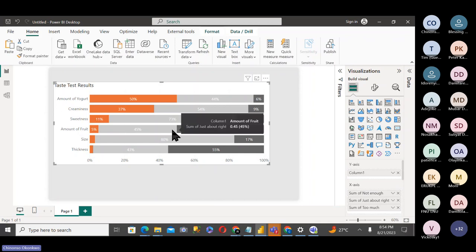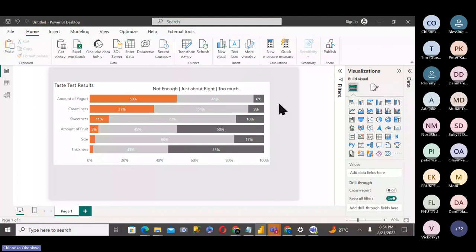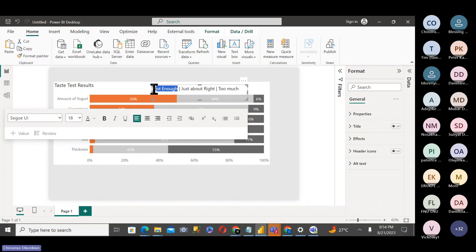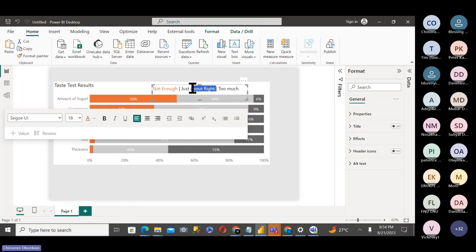One thing it does now is makes our data labels in this part not readable, but that is not really the goal of this. So now I'm also going to change my not enough using the same color, so people automatically associate not enough with this part. So that's where color comes into place here. So I'm going to select the same color I used for just about right, that same gray color.